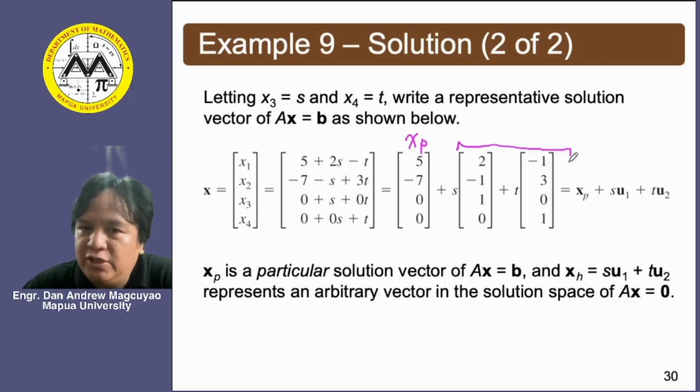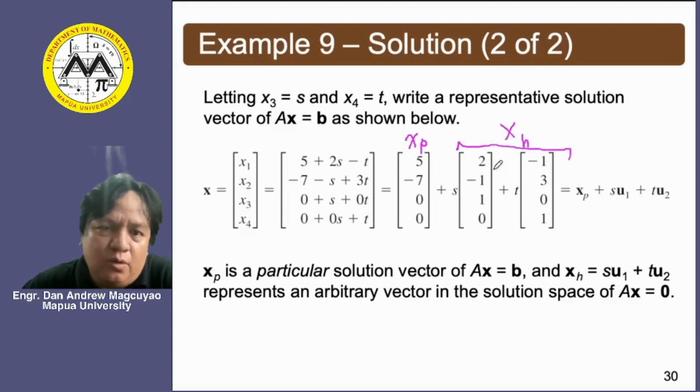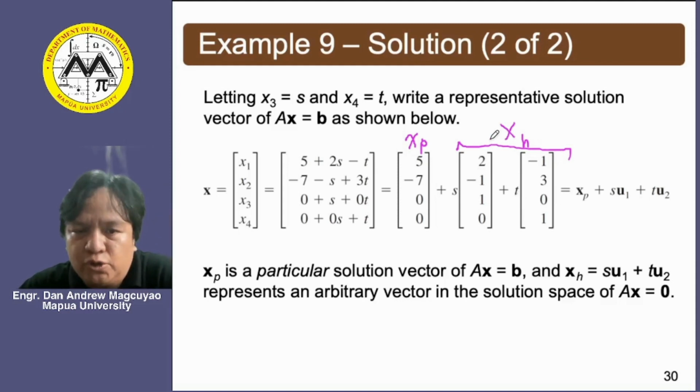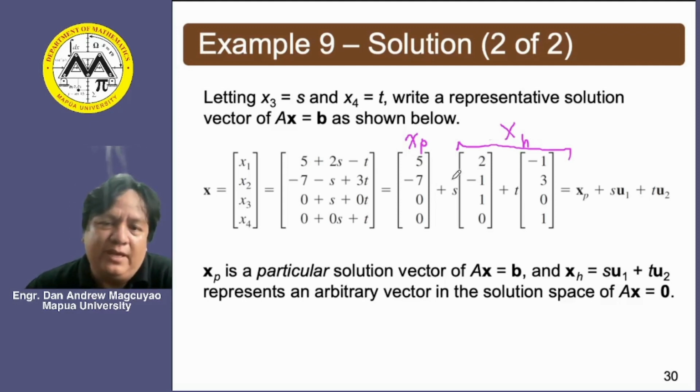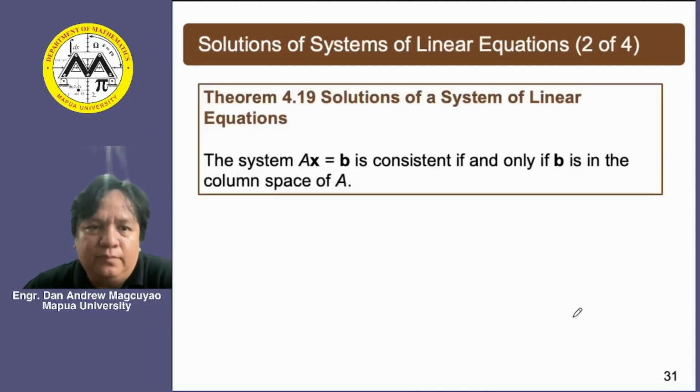And for the homogeneous system, x sub h, we have 2, negative 1, 1, 0 times s, plus negative 1, 3, 0, 1 times t. So x sub p is the particular solution of Ax equals b, and x sub h is equal to s times vector u1 plus t times vector u2, representing an arbitrary vector in the solution space of Ax equals 0.